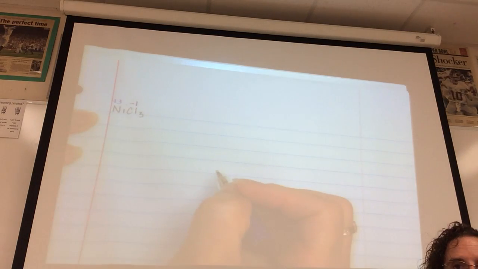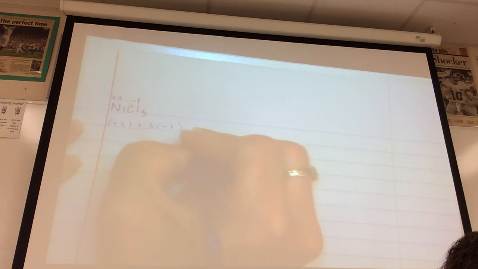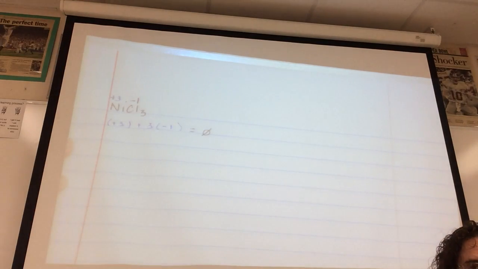The sum of the oxidation numbers has to equal 0. So you have +3, plus 3 times -1 is equal to 0. Okay? That one's pretty straightforward.